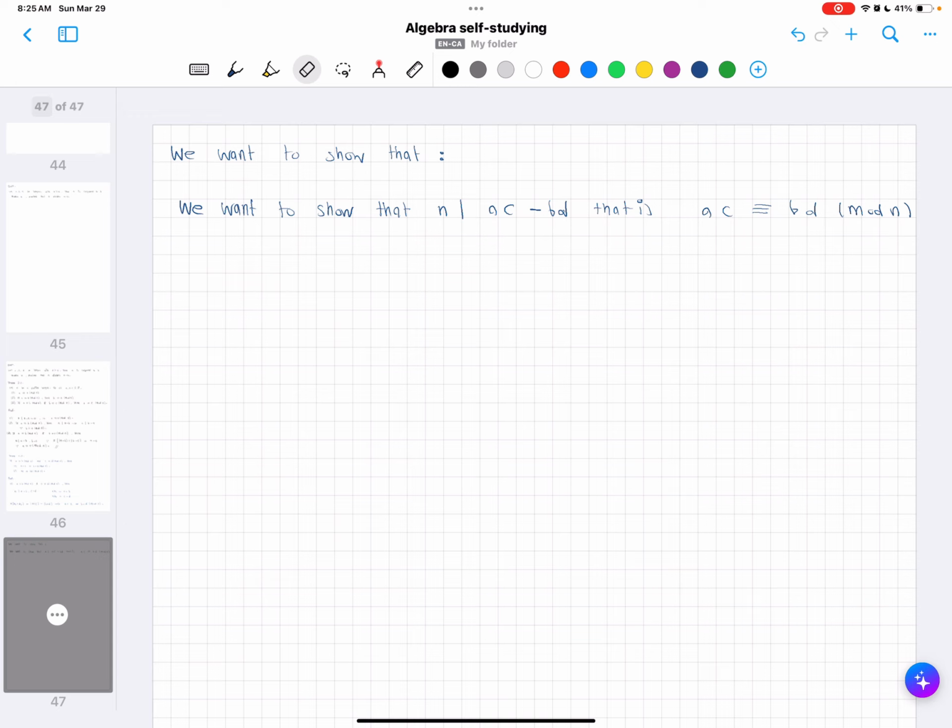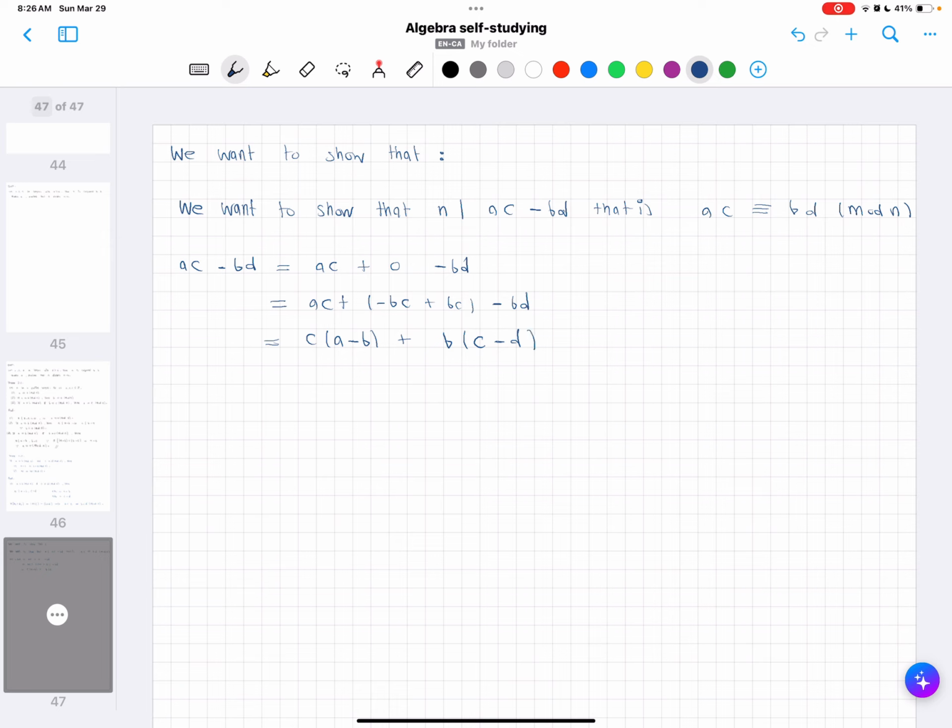So we could write AC minus BD as AC plus 0 minus BD. Of course, 0 doesn't do anything. So we have AC minus BC plus BC minus BD. And here we can factor C out of the first two terms, C times (A minus B), and we can factor B out of the last two, B times (C minus D).